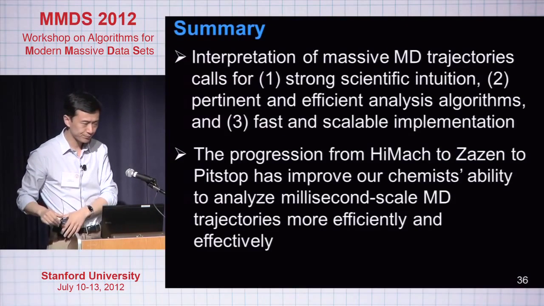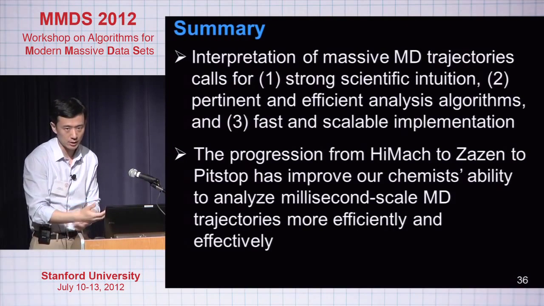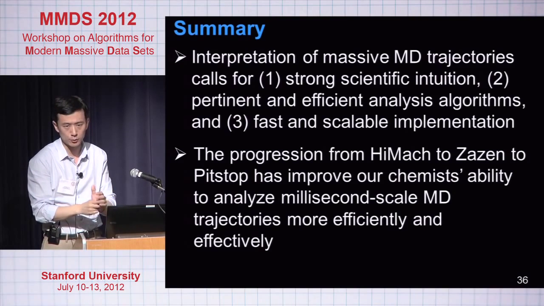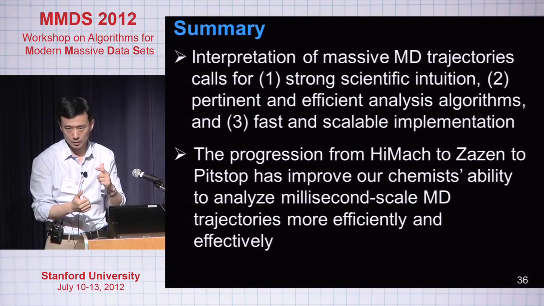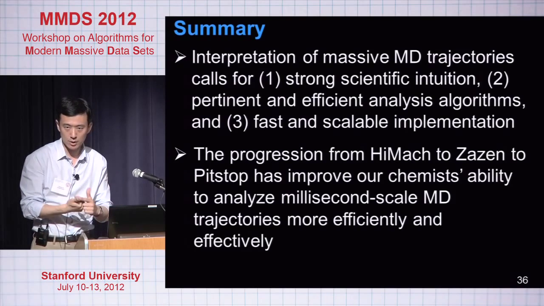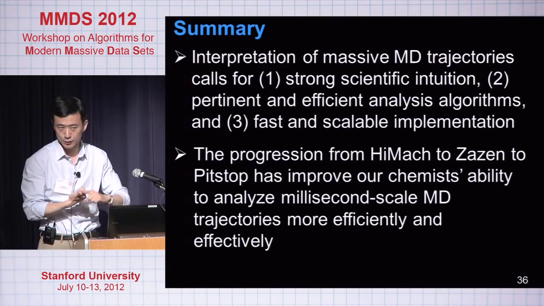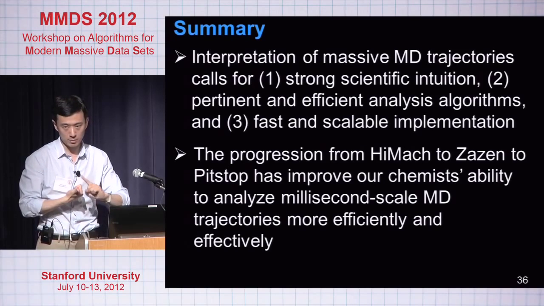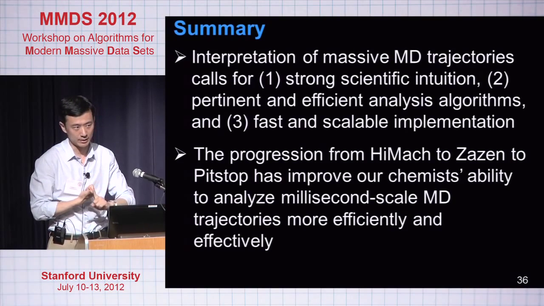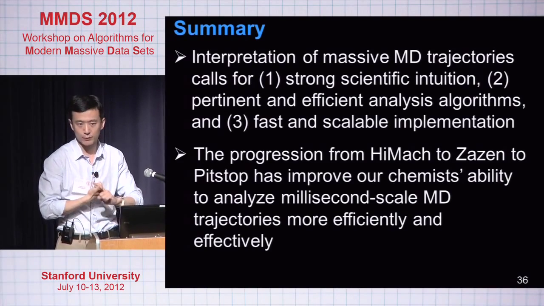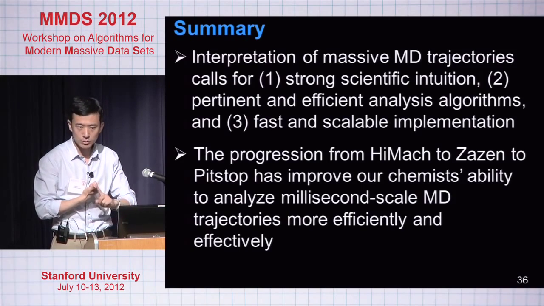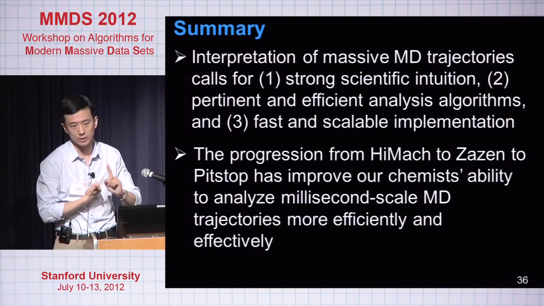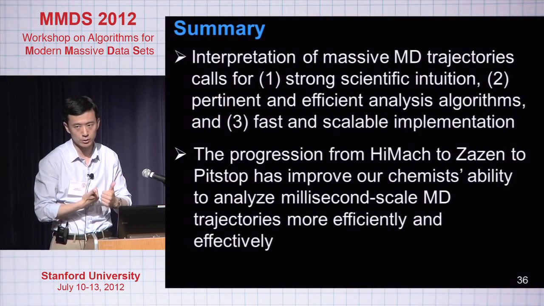So to summarize, we have learned over time after Anton came into production in 2008 that in order to have meaningful interpretation of the molecular dynamics trajectory, there were a number of important issues. In order of importance, actually, I listed it. First is strong scientific intuition. No matter how smart you are as a data miner or statistician, if I just give you the data set and say, figure out what's going on, tell me what the discovery should be, you will not be able to do that. Most of the chemists have worked in the area for more than 10 or 20 years, so they have a very good intuition of what's going on.